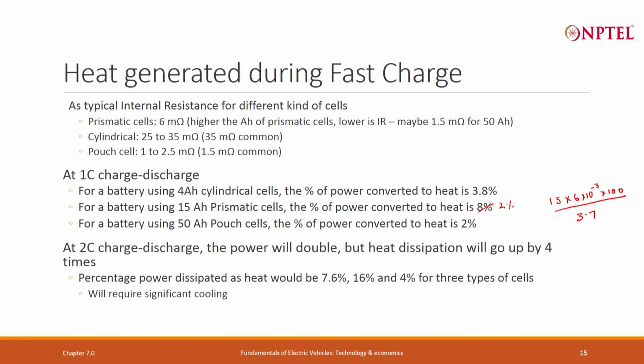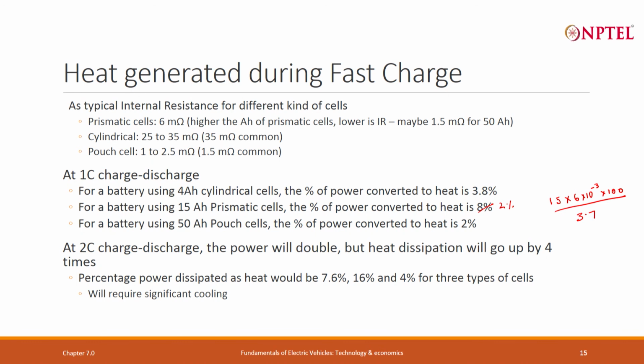Earlier I had taken this as 50 ampere hour. For a battery using 50 ampere hour pouch cells, the resistance goes down to more like 1.5 milliohm or so. In that case, the heat generated is only 2%. So, you can understand that cylindrical cells do generate a considerable amount of heat. These do not generate as much heat.